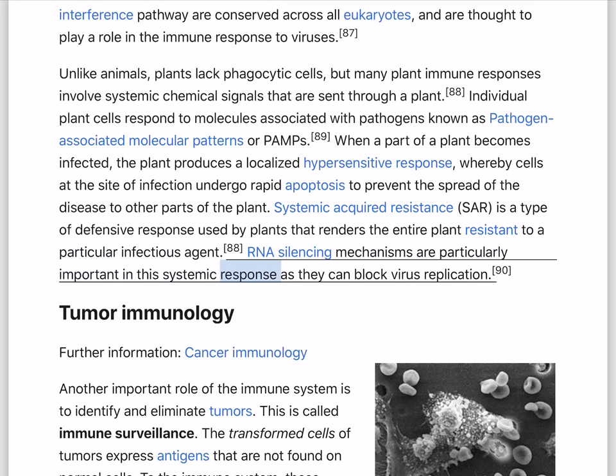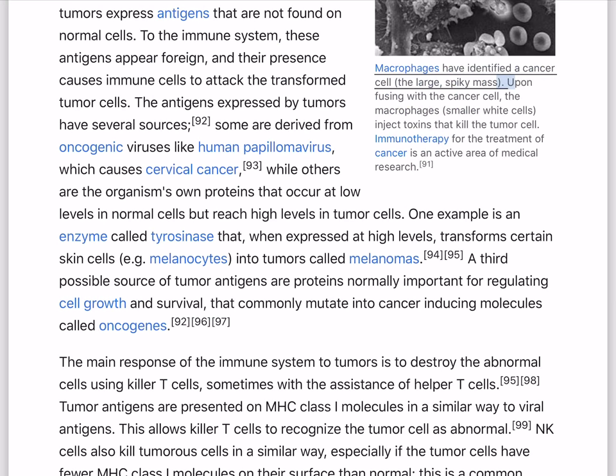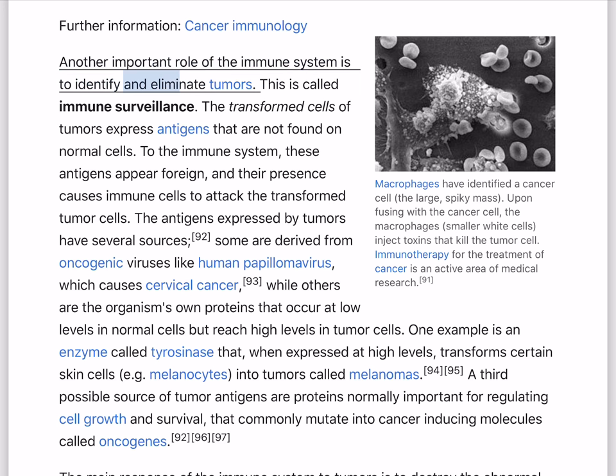Tumor immunology. Cancer immunology. Macrophages have identified a cancer cell, the large, spiky mass. Upon fusing with the cancer cell, the macrophages, smaller white cells, inject toxins that kill the tumor cell. Immunotherapy for the treatment of cancer is an active area of medical research. Another important role of the immune system is to identify and eliminate tumors. This is called immune surveillance.